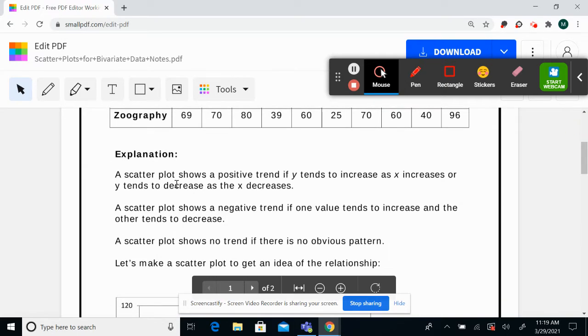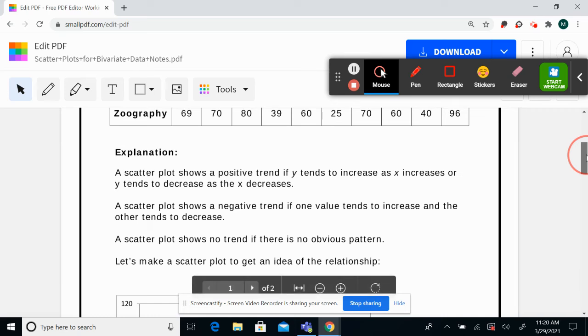And explanation here: a scatter plot shows a positive trend if y tends to increase as x increases, or y tends to decrease as x decreases. So our scatter plot is either going to increase or decrease, depending on the relationship between the two variables. All right. And sometimes the two variables don't have a relationship. And that means our scatter plot would just be all over the place, right? Now, a positive relationship would have a positive slope, and a negative relationship would have a negative slope.